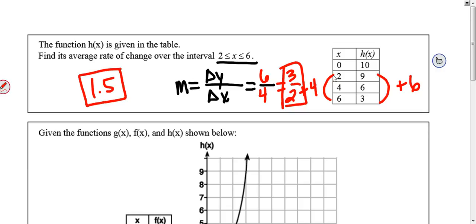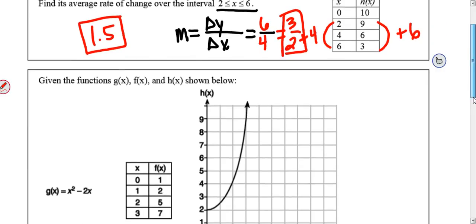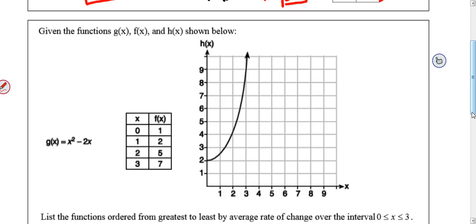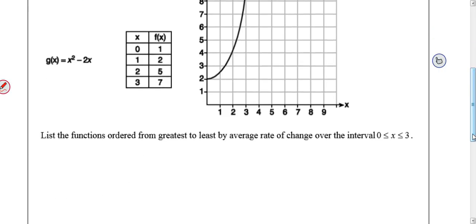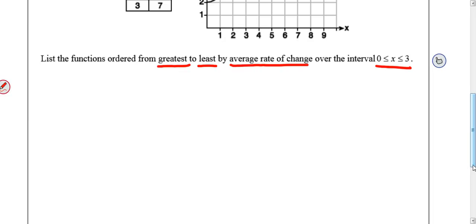All right, and then the last one that we are going to do is I'm giving you 3 different functions in 3 different formats: the equation, the table, and the graph, okay? And so what we're going to be doing is we're going to order these functions from greatest to least by average rate of change over the interval from 0 to 3, okay? And so remember, the 0 to 3, we're going to focus on the x values. So same thing as I did before. I'm going to go ahead and divide my paper into thirds.